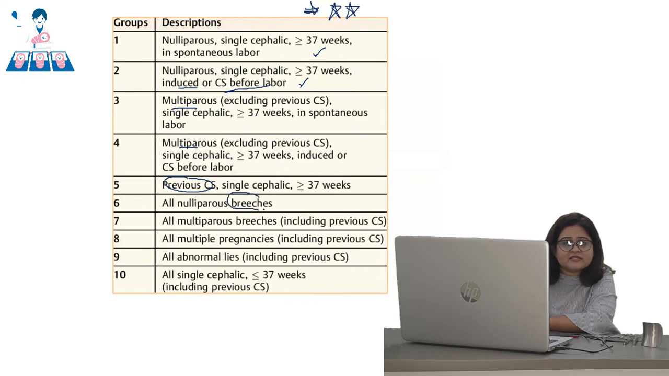Robson's class 6 is nulliparous breech. Robson's class 7 is multiparous breech. Robson's class 8 are twin pregnancies or triplets. So all multiple pregnancy comes under Robson's class 8. All abnormal lies come under Robson's class 9. So transverse lie, oblique lie, these come under Robson's class 9. And Robson's class 10 are preterm babies. So this is Robson's class 10. It's not that difficult, but you need to spend some time on this. And it is important because it can be asked as a repeat question.